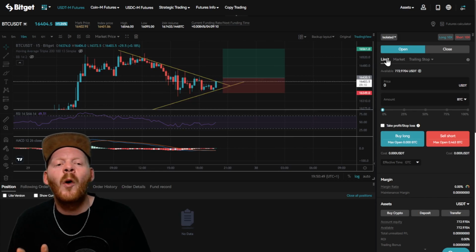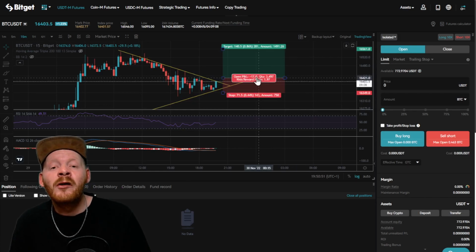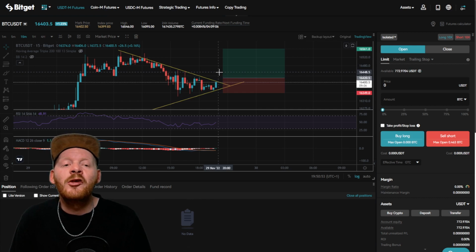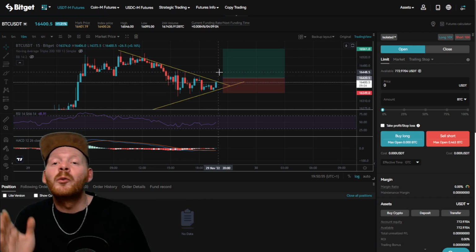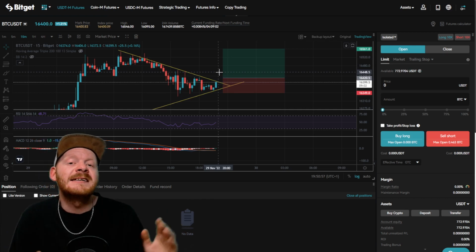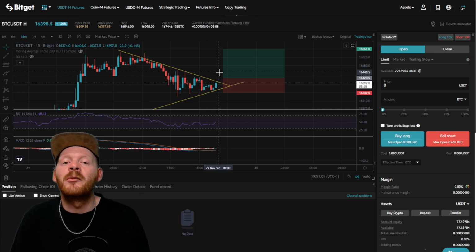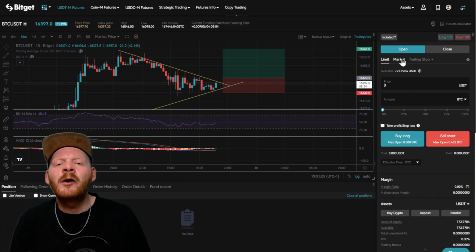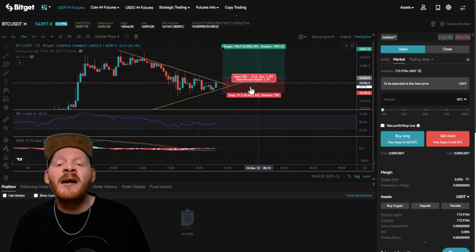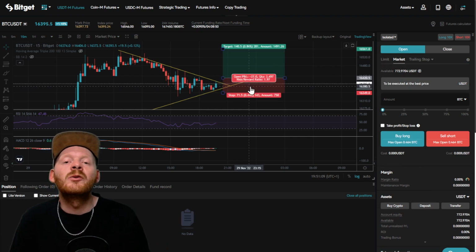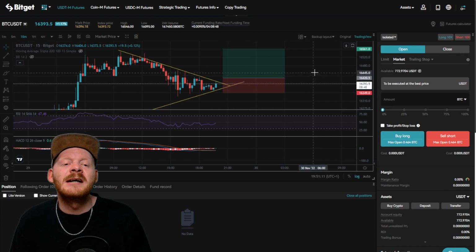And then you can see you can open your trade with a limit order. So this means you will open the position at an exact price, or you will close any position at an exact price. So you'll set your limit order where you want to buy or sell the position. But for this example, we're going to take a market order, and that means that the order will be executed directly on the market price of Bitcoin.